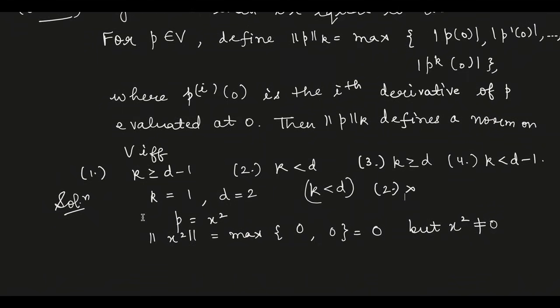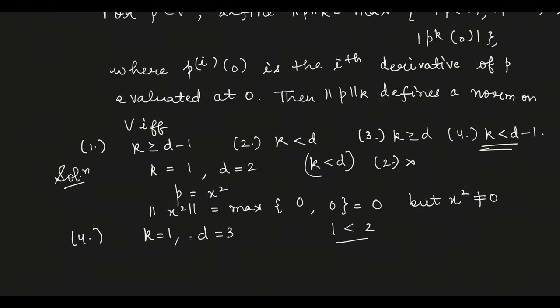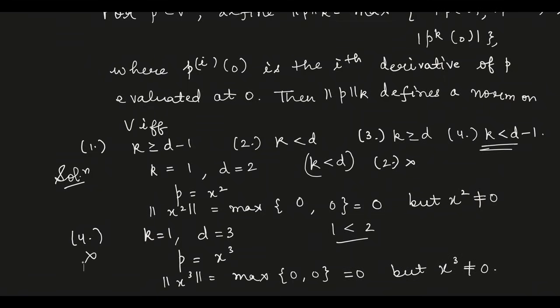And also from here if I take another example, k equal to 1 and d 3, fourth option, k less than d minus 1 to satisfy हो रहा है। So here polynomial p will be x cube, again norm of x cube will be 0, but x cube is non-zero, so option 4 is also discarded.